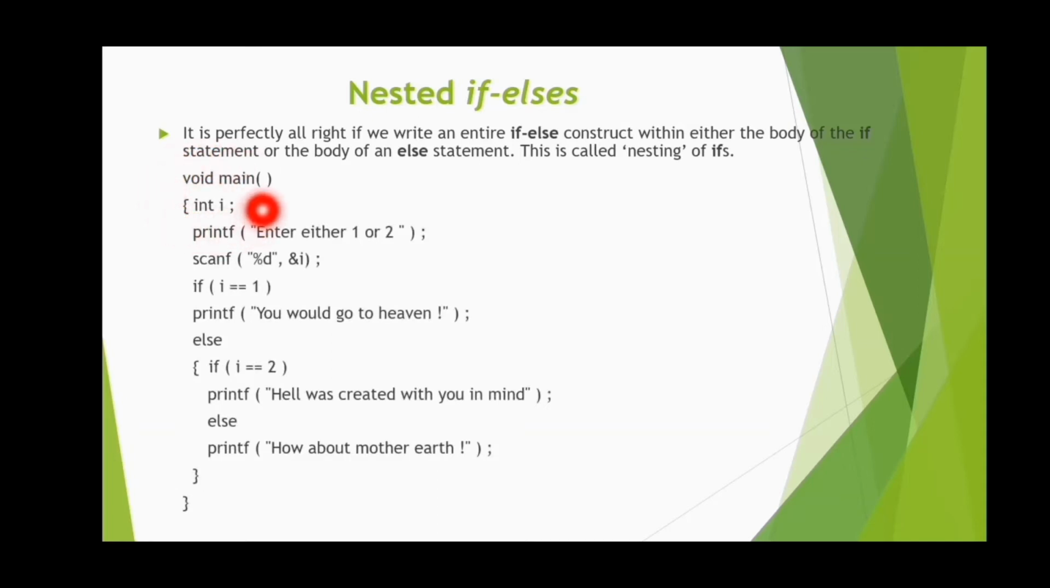So here is int i, printf "enter either 1 or 2", scanf %d, and I have taken the input from the user, and I have told that you enter either 1 or 2. So if i equals 1, then "you will go to heaven" will be printed, and else if i equals 2, then "hell was created with you in the mind" will be printed, and this statement will be printed.